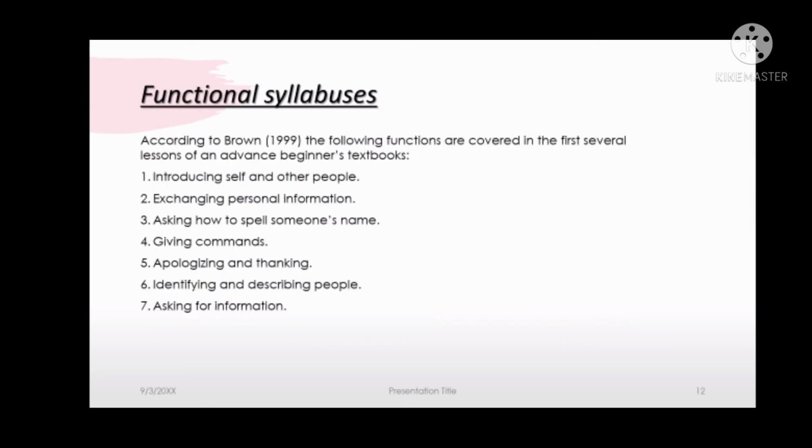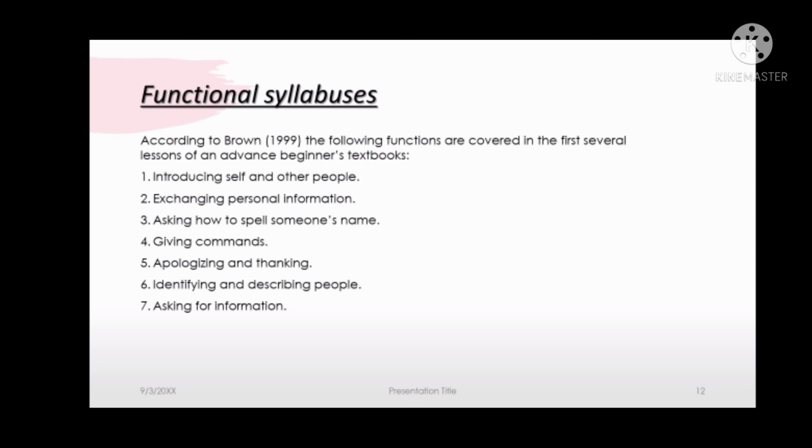Next slide is functional syllabuses. According to Brown in 1999, the following functions are covered in the first several lessons of an advanced beginner's book. So, there are functional syllabuses. The first one is introducing self and other people. The second one is exchanging personal information.